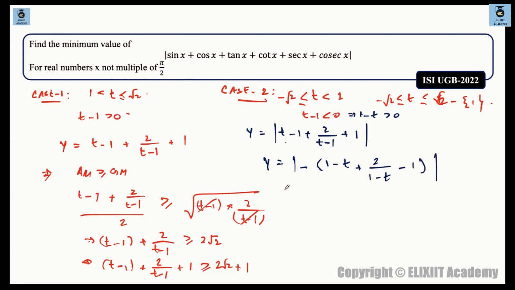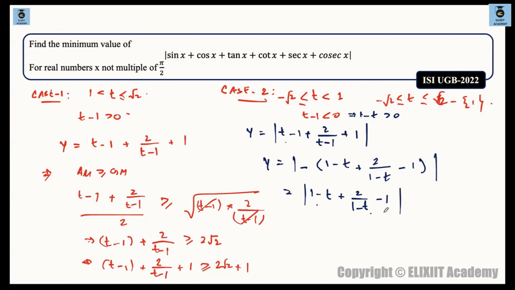Both of these are the same thing, so 1 minus t plus 2 upon 1 minus t, minus 1. Now see, t minus 1 is negative, so 1 minus t is positive, this is positive, this is also positive, positive positive and then minus 1. Can you understand? In the end, this is what comes out.